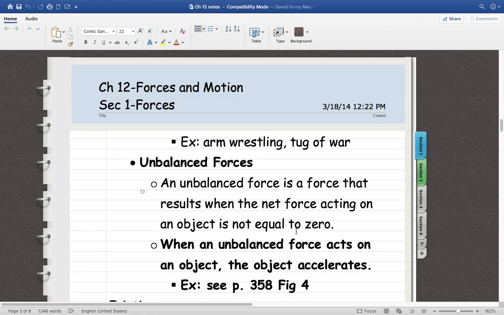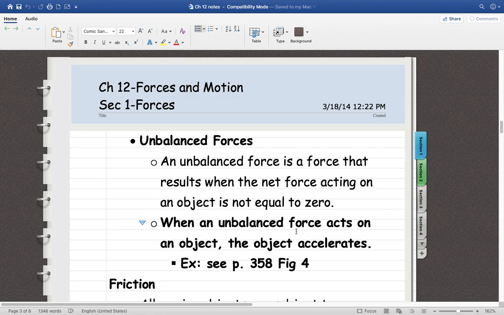Okay? Unbalanced forces. An unbalanced force is a force that results when the net force acting on the object is not equal to 0. So let's pretend we're back at that cabinet in the back of my room. I'm pushing with 100 newtons of force. Rossi's pushing with 50 newtons of force. Because it's not balanced, and I have more force, the cabinet's going to go towards Rossi because I'm pushing with more force. That's what an unbalanced force is. So when an unbalanced force acts on an object, the object accelerates, which means moves. Accelerates means moves. Okay? And the example of this is page 358, figure 4.